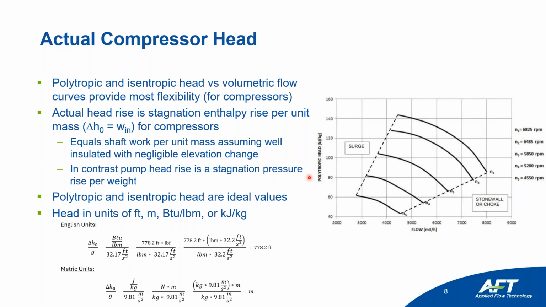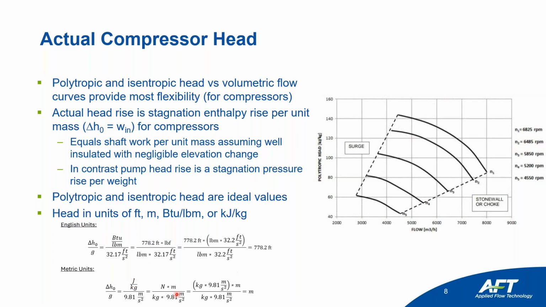And that is that the polytropic or isentropic head can be in units of feet, meters, BTU per pound mass, kilojoules per kilogram, or even joules per kilogram. If it's a stagnation enthalpy rise, it's easy to envision, okay, BTU per pound mass or kilojoules per kilogram. And in the equations, we'll see that's easy to plug in. However, if you get it in feet or meters, you need to know how to convert it into more usable units like BTU per pound mass or kilojoules per kilogram.